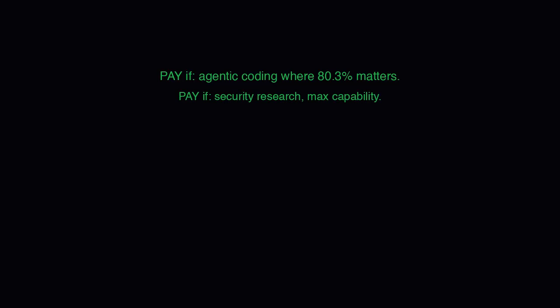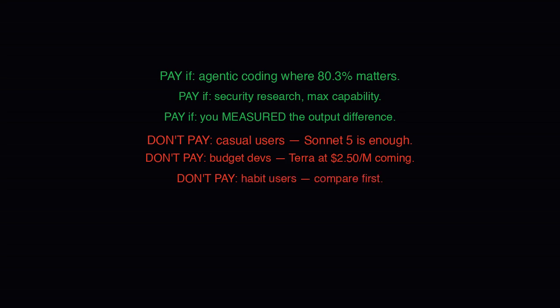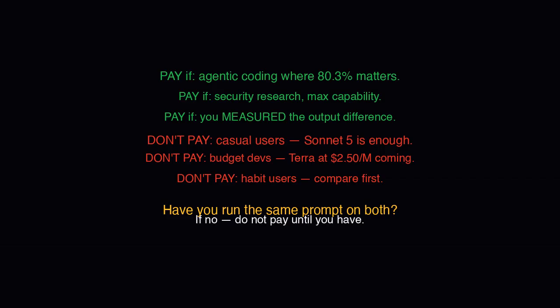You should not pay for Fable 5 if you are a casual user. Sonnet 5 is sufficient for writing, reading, research, and standard coding assistance. You are a budget-conscious developer. At $2.50 per million, GPT 5.6 Tera delivers comparable coding performance at roughly 1/4 of Fable 5's input cost. You have been using Fable 5 out of habit without measuring whether the output actually differs for your tasks. The hard question is this: have you compared a Fable 5 output to a Sonnet 5 output on the same prompt for your specific use case? If the answer is no, do not pay the premium until you have run that test.